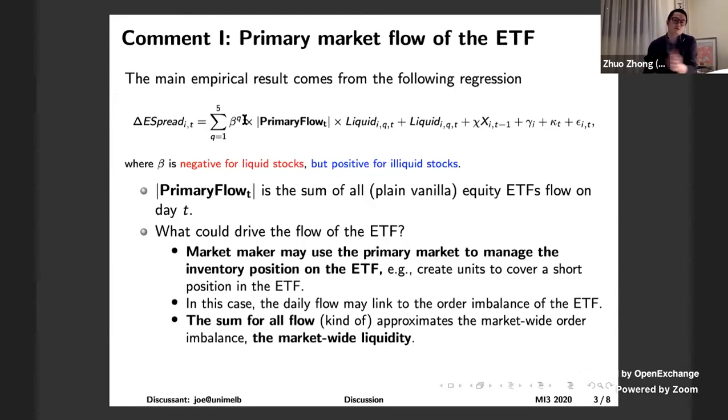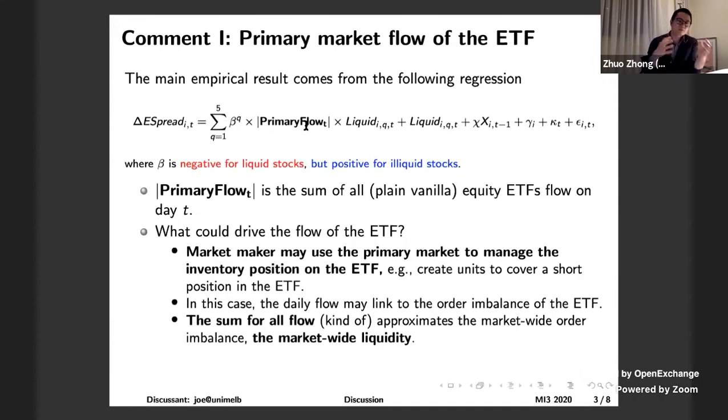So obviously the main explanatory variable in this regression is the primary flow, okay? To be clear, the primary flow is an aggregate market variable. It's a sum of all plain vanilla equity ETF flows on day T. So naturally, as a reader, I ask myself what could be a driver of the flow of this ETF, because this seems to be the key explanatory variable here. So we may want to get a better understanding of the economics behind this primary flow.